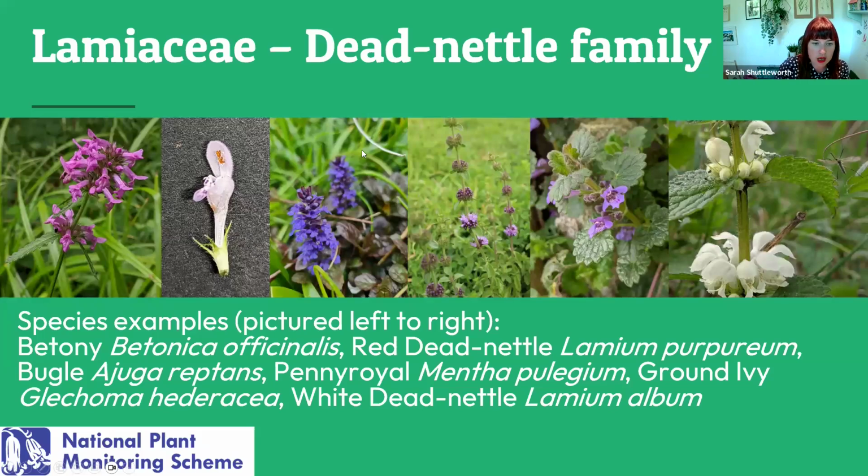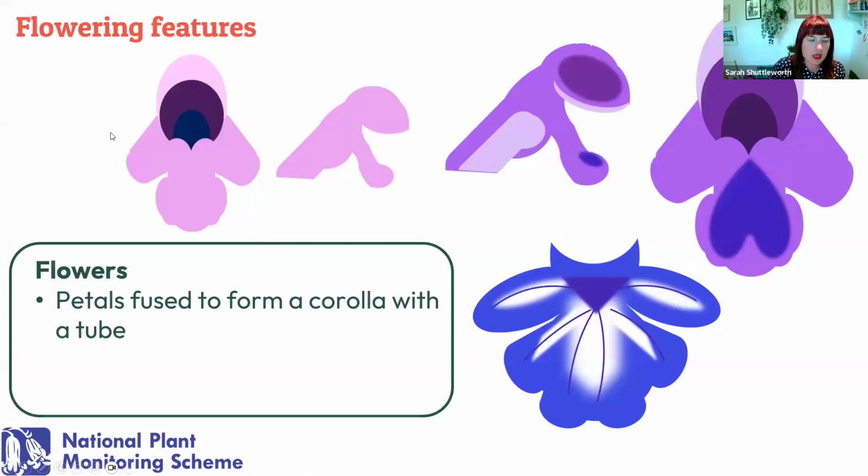You've got bugle, which has finished flowering for this year. It's more of a woodland spring type plant, although you do get it in grassland as well. And then we've also got the mints. So this is pennyroyal, which isn't a common one, but all of the mints are within the dead-nettle family. Something like ground ivy as well is in this family, and obviously white dead-nettle. So let's look at those classic flowers then.